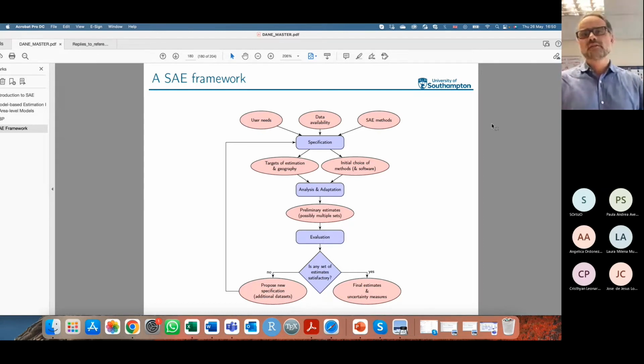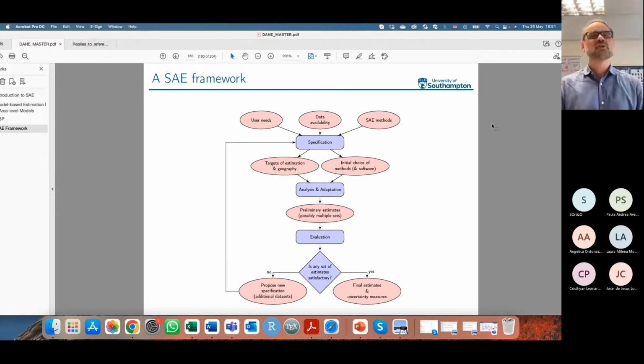Clearly, the analysis steps and the evaluation steps are steps that we covered in this training session. In the analysis, Angela presented estimators, direct and model-assisted estimators. I presented estimators or predictors using area level models and unit level models, so all of this is part of the analysis. And in terms of the adaptation stage, we assessed models and we adapted our strategy depending on what the model diagnostics showed us, and we had to consider transformations, for example, if we felt that some of the model assumptions do not hold.